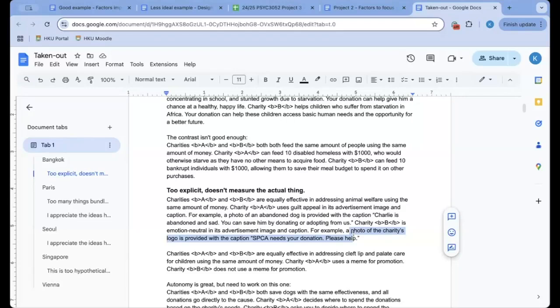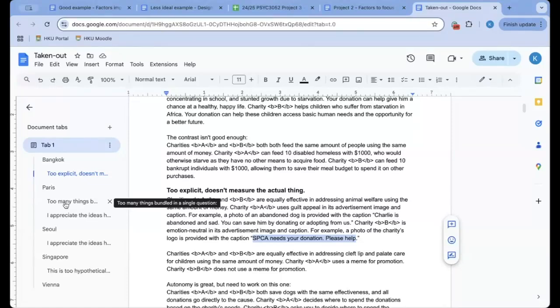It doesn't actually measure the real thing because quite a few things are bundled together here. Charity A includes guilt appeal, so emotions are involved, which is reflected in the emotional neutral image in Charity B. The second thing is that captions are provided. So is it actually due to the effect of the guilt appeal or emotional neutral image, or is it due to the caption?